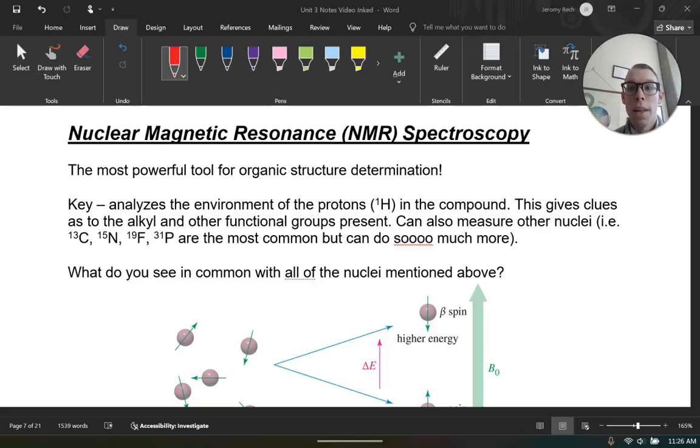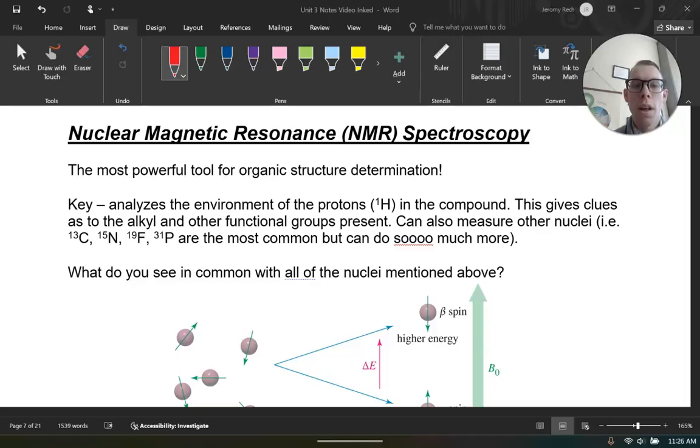When we were, for example, thinking about IR, it did a really good job at giving us information about what functional groups are present, but it doesn't give us any idea about where that functional group is on the molecule. You don't know anything about the connectivity, how that molecule is actually connected, what's next to each atom. NMR actually gets us a lot more information. It can actually help us determine how things are connected.